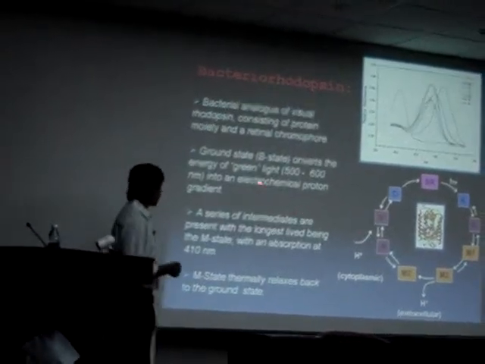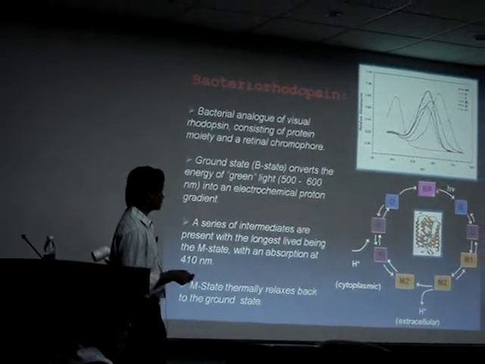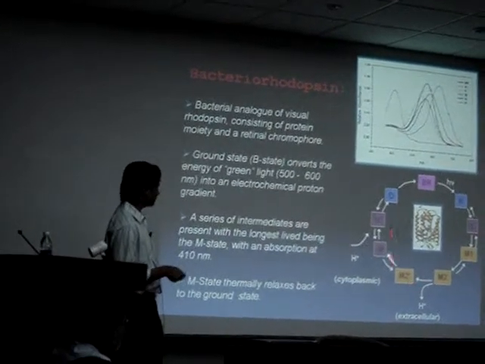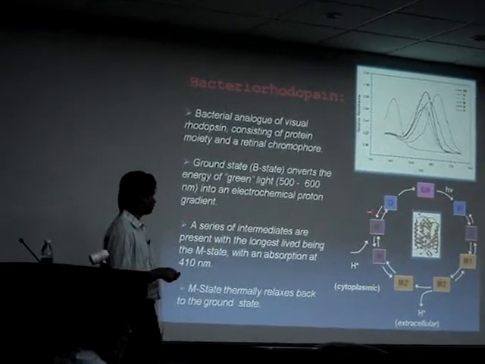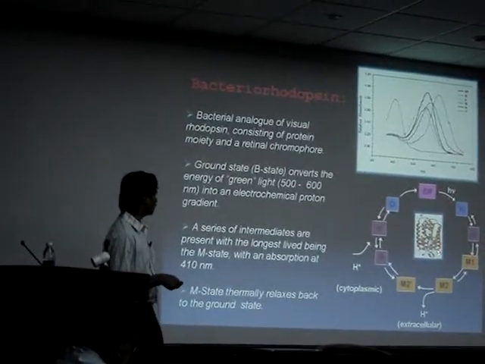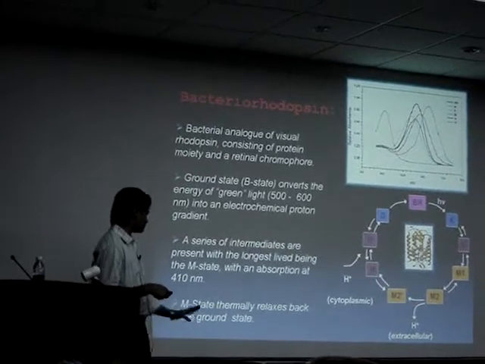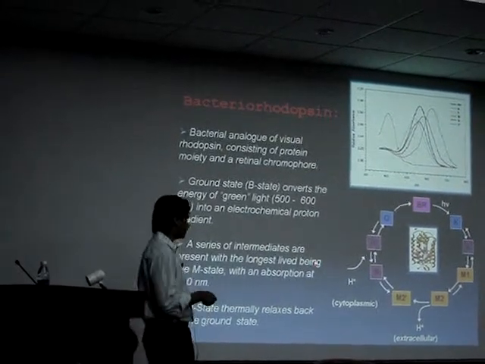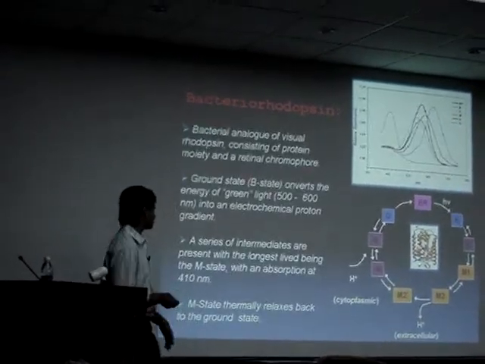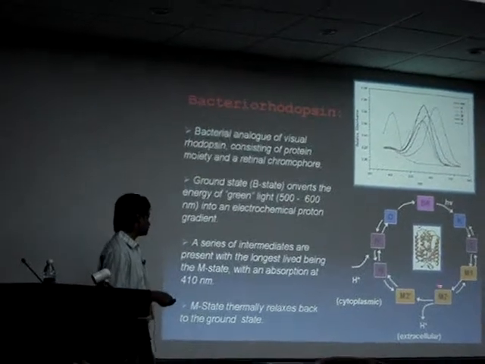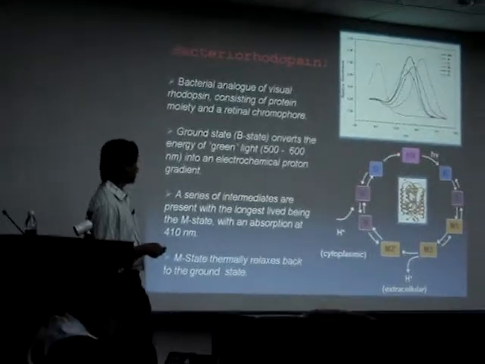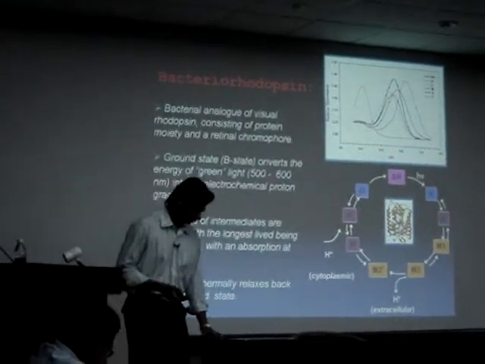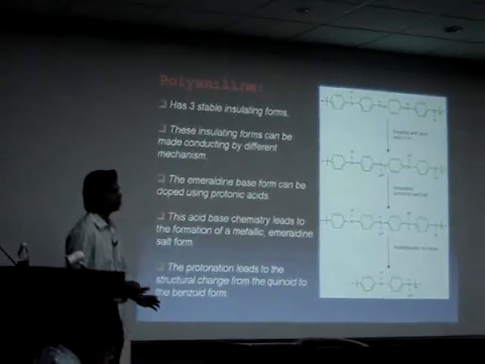Upon absorption of light, there is a photocycle which is initiated. These are all thermally driven states, but this state is mainly due to the photo excitation, and then you have the longest lived states comprising the Ms. Basically, I'll just make it into a single M. There are a lot of discrepancies here. And then this is the longest lived state which absorbs at 410 nanometers, and then it relaxes back to the ground state.